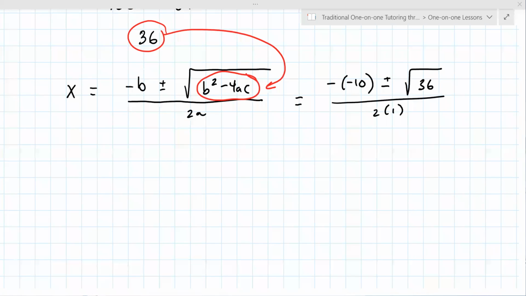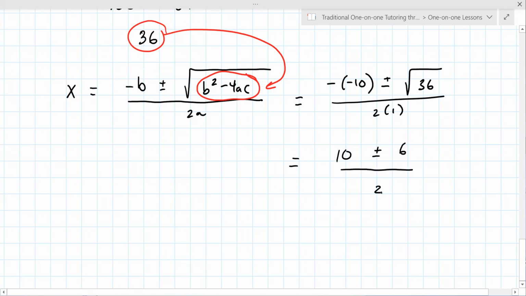What is the square root of 36? Yes, the square root of 36 is 6. So this becomes 10, because the negative of a negative makes 10, plus or minus 6 over 2.